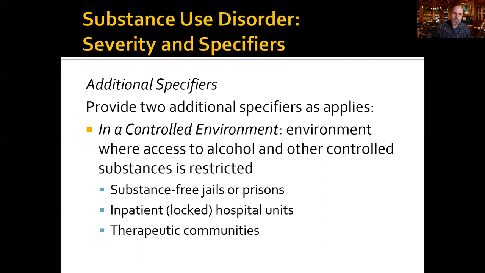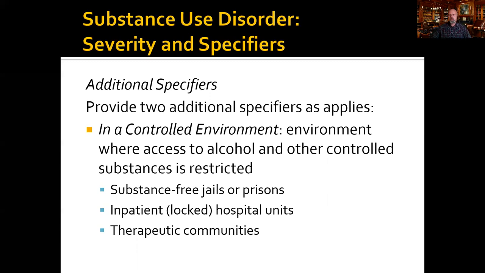So a controlled environment could be a lot of different places. If somebody's in jail or prisons, now, I'm fully aware of the fact that there are lots of people who are using in jails or prisons, but typically jails and prisons restrict or control access to alcohol and other drugs. You can't just walk up to the bar in a prison, right, and order yourself a cocktail. Inpatient and locked hospital units or residential inpatient programs. Again, certainly people have figured out how to smuggle alcohol and drugs into hospital units, but still that would be considered a controlled environment.